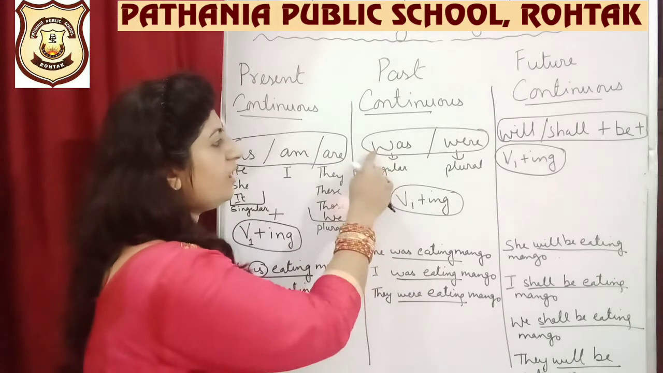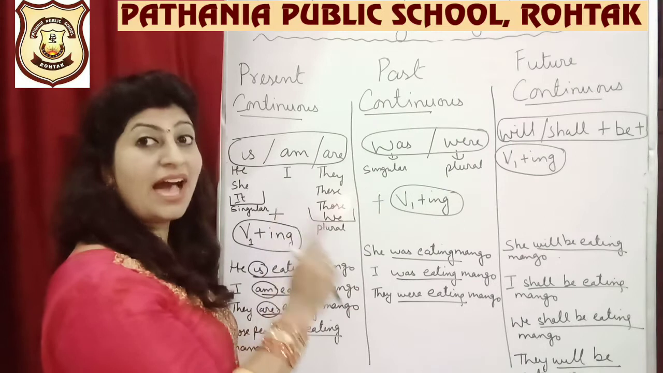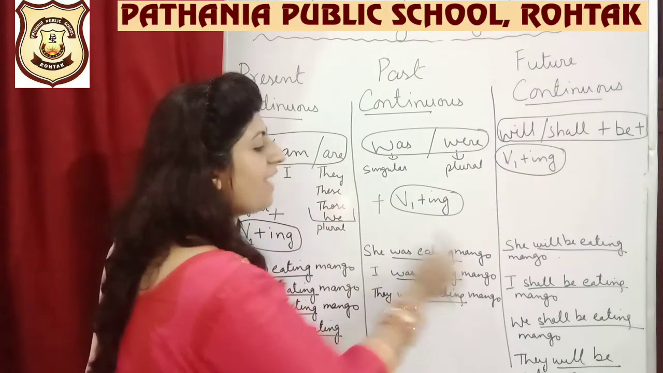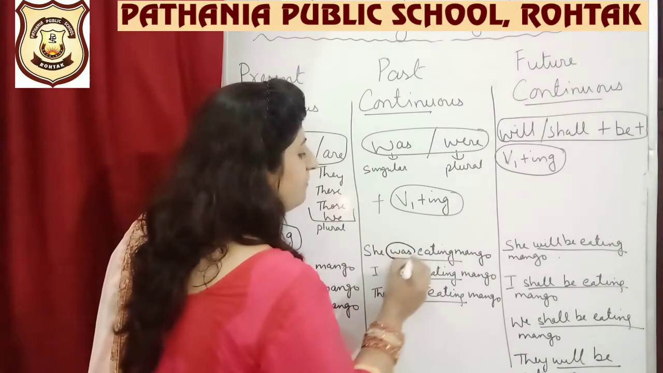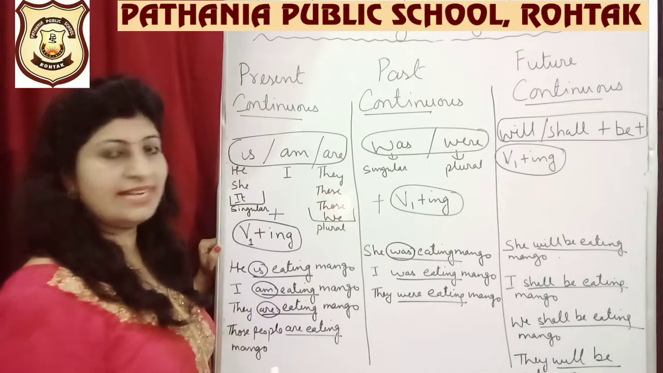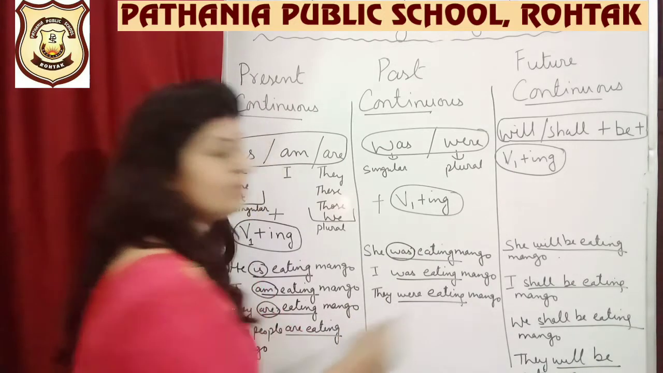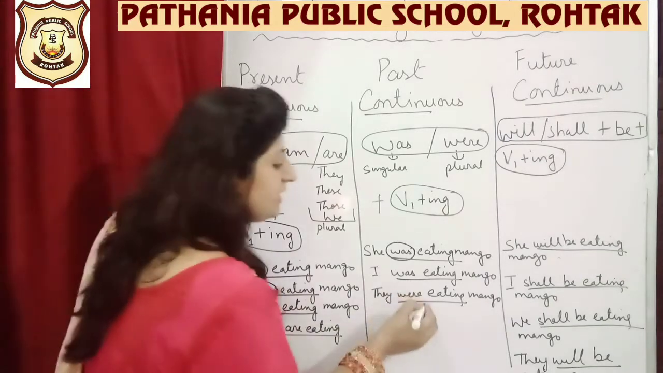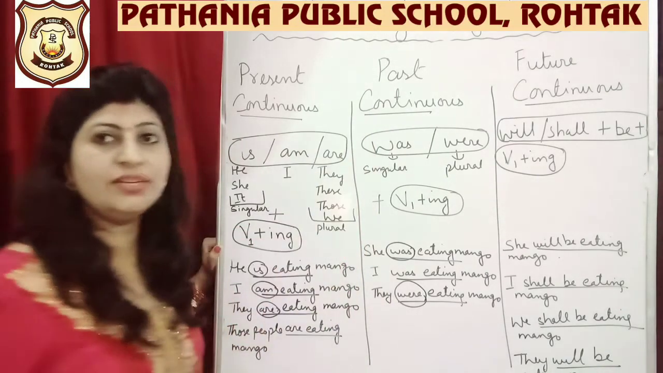So how will you identify which tense it is? When you see the word was in a sentence with ing, so it becomes past continuous. For example, she was eating mango. So eating you identify continuous. Was is the word which tells you that it is past continuous sentence. When you see they were eating mango, so eating is continuous, W-E-R-E, were. When you see this word, it is going to tell you that it is past continuous.